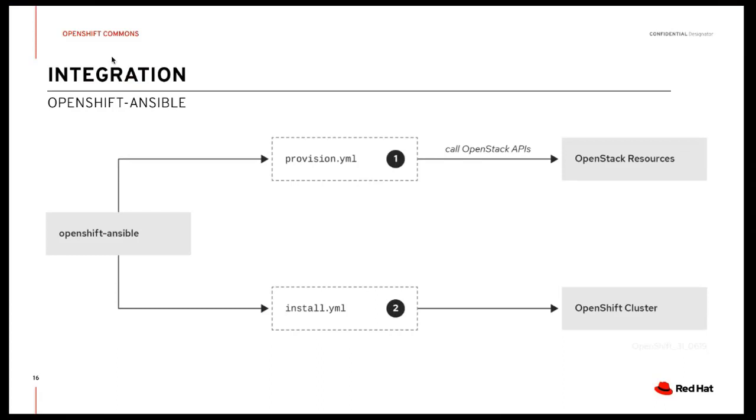So drilling down a bit into OpenShift Ansible, this is the deployment tooling. It's divided into two playbooks. There's a provision.yaml playbook that is used to configure the OpenStack resources, and you run it first, and it has a separate Ansible vars file for specifying how you want the OpenStack resources deployed. And you follow that with an install.yaml, which also has a separate vars file. That one's called osev3.yaml. That's used to specify how you want the OpenShift cluster deployed.